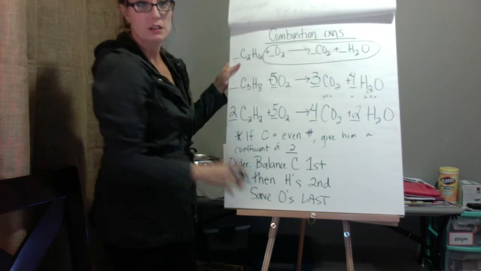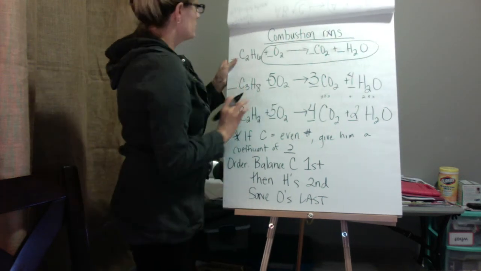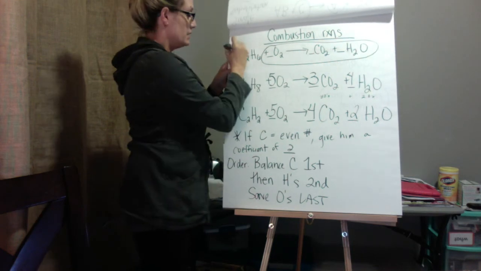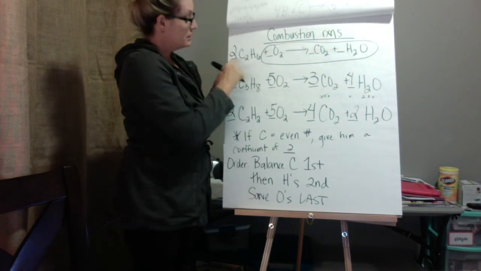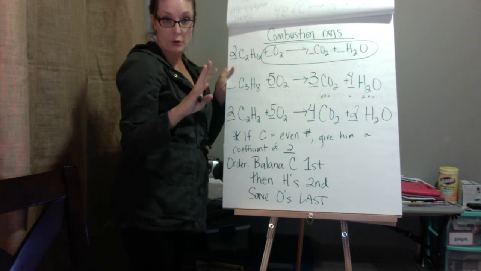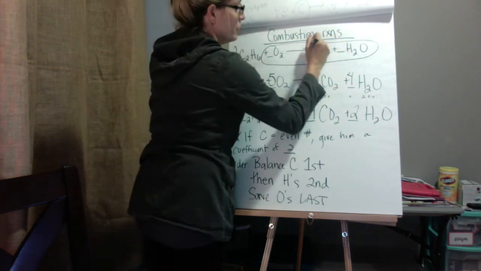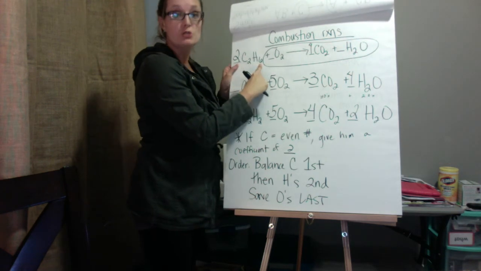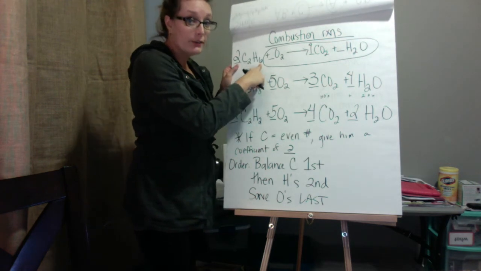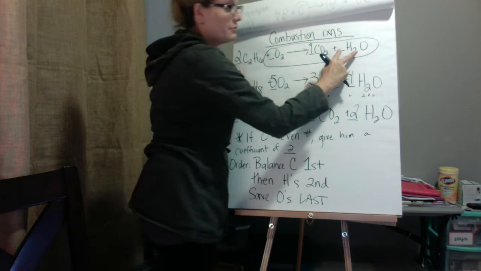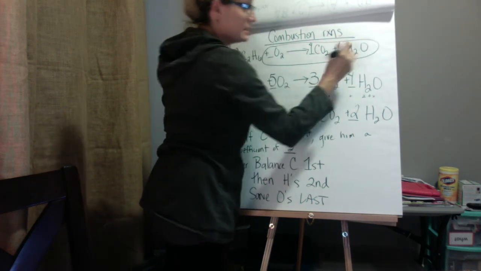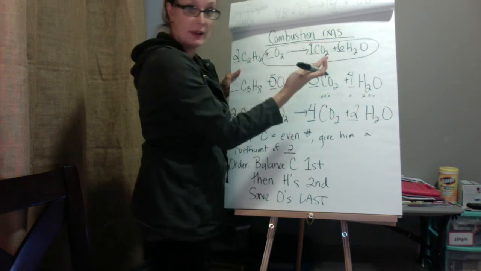Right? Let's look at the one at the top. The one at the top has an even number carbon. So if it's even, I need to stick a 2 in the front. 2 times 2 is 4. So I need 4 carbons. 2 times 6 is 12. I need 12 hydrogens. I have 12 on the left. I got to have 12 right here. So what am I going to stick in the front? A 6. 6 times 2 gives me 12 H's.